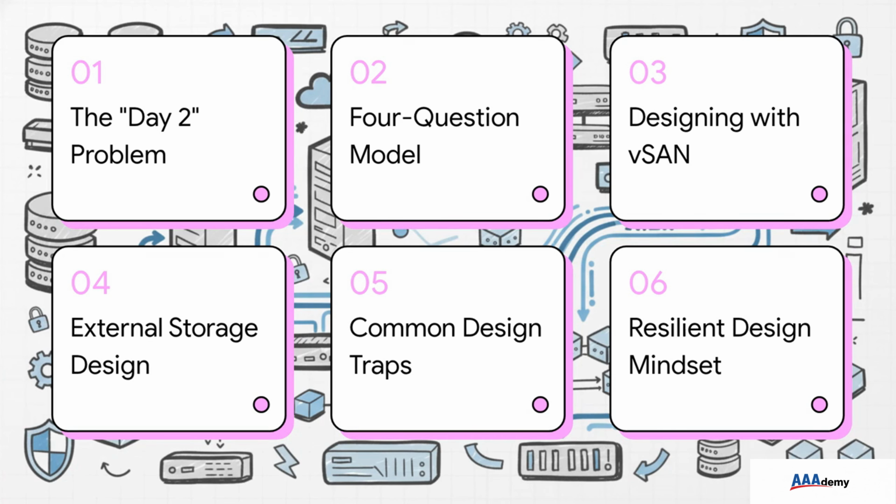All right, so here's our game plan. We're going to start with what I call the day two problem. That's basically why things tend to break after the initial setup. Then we'll walk through a simple four-question model that'll guide your designs. We'll also dig into the different ways to think about vSAN versus external storage, and of course, point out some common traps you'll want to avoid. And we'll wrap it all up by talking about the kind of mindset that brings this all together.